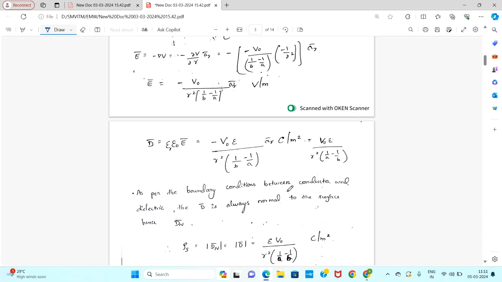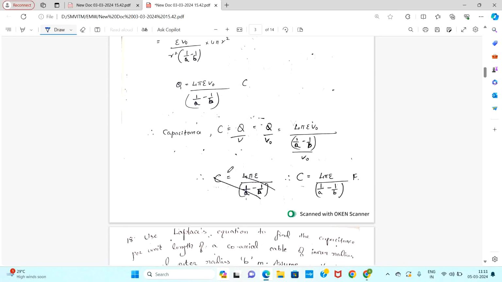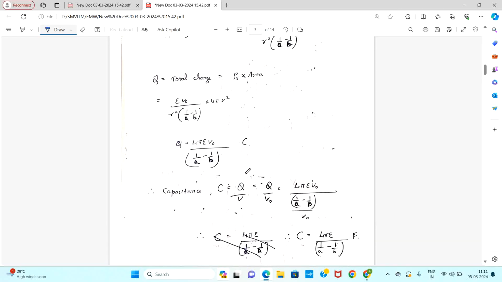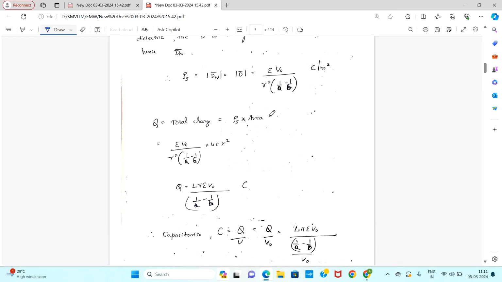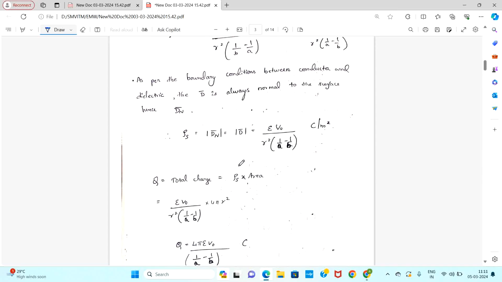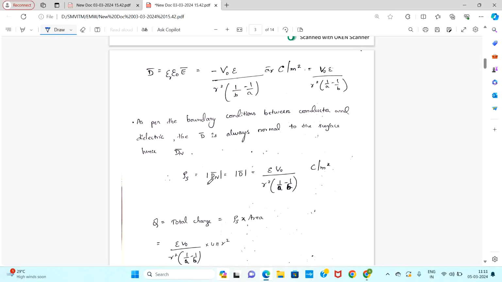Now the next thing, since you're supposed to find capacitance, capacitance is charge by the potential. So I need to know what is charge. Charge is calculated as rho s into area, surface charge density into area. So I need to know what is surface charge density. And surface charge density according to the boundary condition is same as the magnitude of flux density. Okay, if I take the magnitude of this, you see it has a direction AR, right? So I will ignore the direction and I will take only the modulus of this magnitude. So plus minus also becomes plus here when I consider modulus of it.